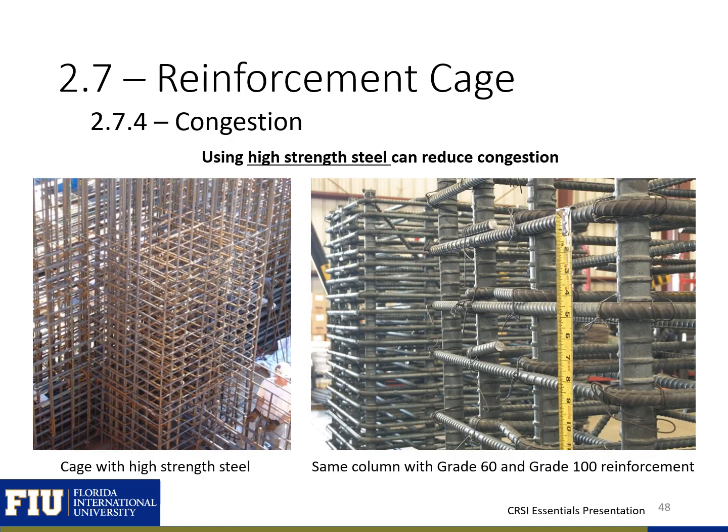One possible way to prevent congestion is using high-strength reinforcing bars. The use of high-strength steel typically results in smaller quantities of steel in the forms, which can help in alleviating any potential congestion. The photo on the right illustrates two identical columns. One of the columns has grade 60 reinforcement in the back, and the other utilizes grade 100 reinforcement. It's clear that the column with the higher strength reinforcing steel has less congestion.